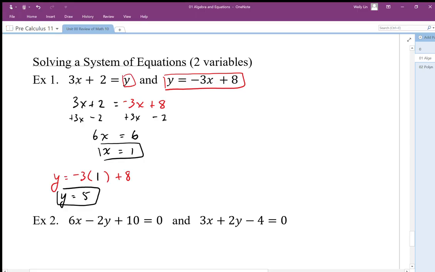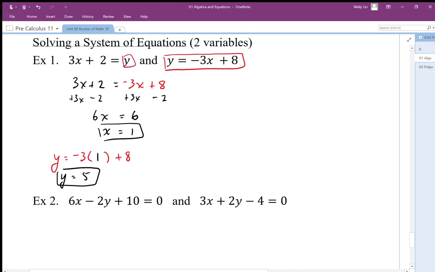And I can check this by plugging it in. So 3 times 1 is equal to 3, plus 2 is equal to y, which is 5. That's correct. Here I can say y is equal to 5, so negative 3 times 1 is negative 3, plus 8 is 5. So 5 equals 5, so that is correct.